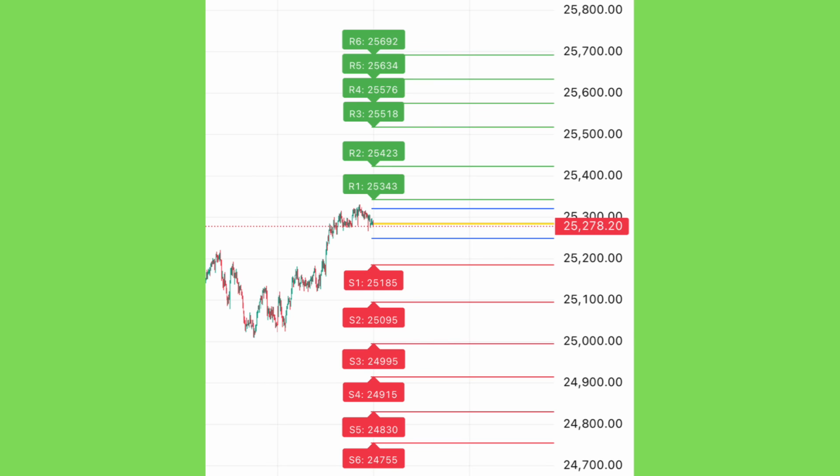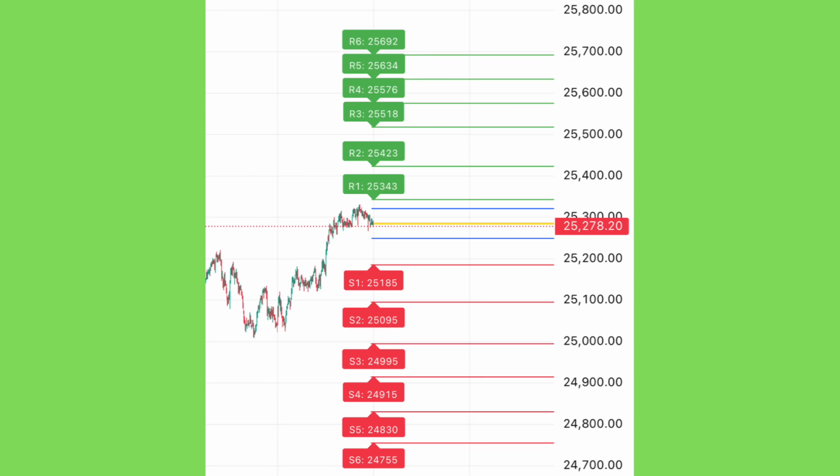Whereas coming to the key support levels, S1 is at 25,185, S2 at 25,095, S3 at 24,995, S4 at 24,915, S5 at 24,830 and S6 at 24,755. These levels will act as major turning points for intraday traders. Based on today's sentiment, the focus should remain more on support levels than resistance crossovers.